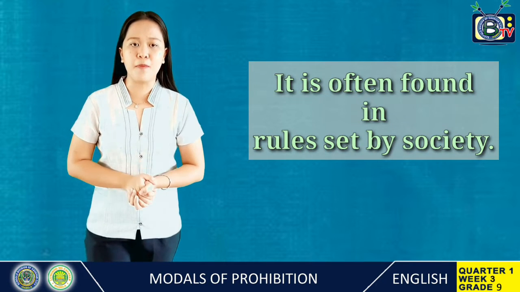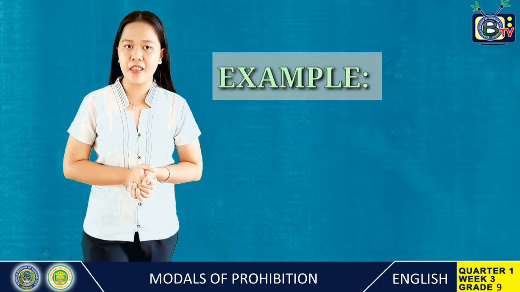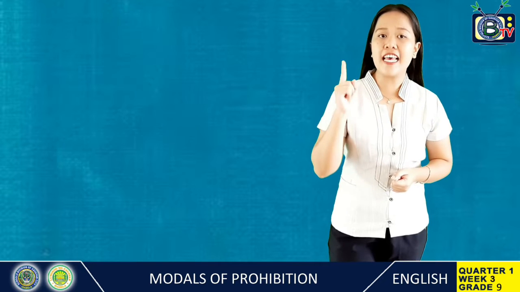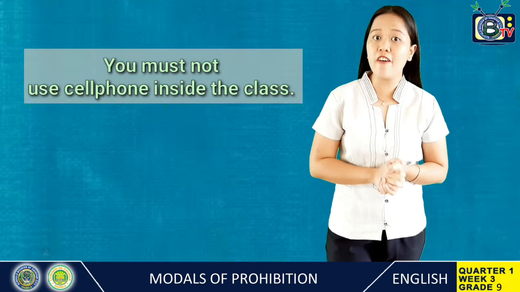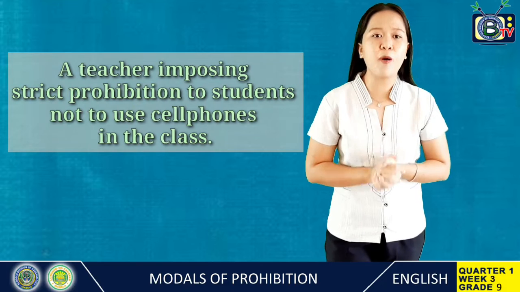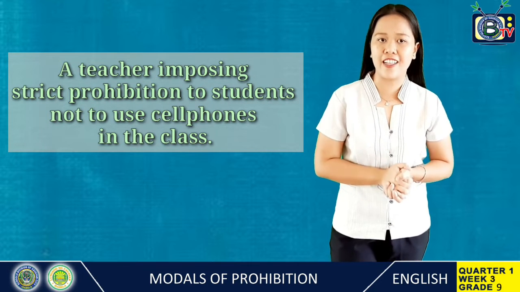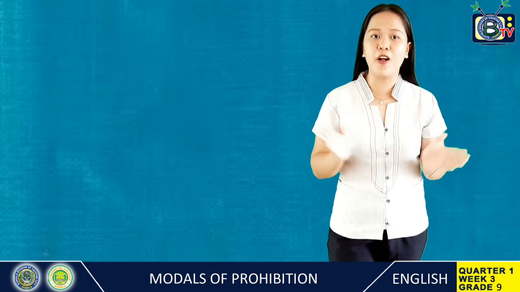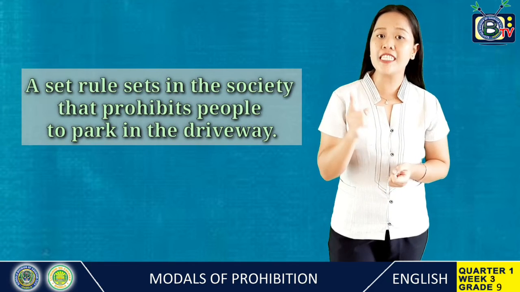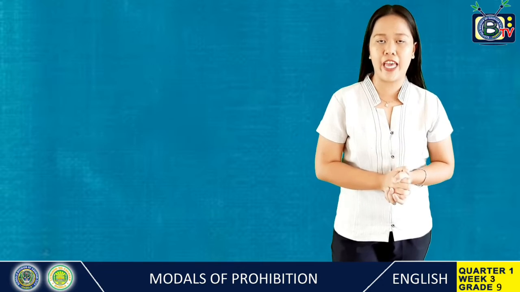Let's have here examples. You must not use cell phone inside the class. You must not park in the driveway. The first example, you must not use cell phone inside the class, pertains to a statement of a teacher imposing a strict prohibition to students not to use cell phones in the class. The second example, you must not park in the driveway, is an example of a rule set in the society that prohibits people to park in the driveway.